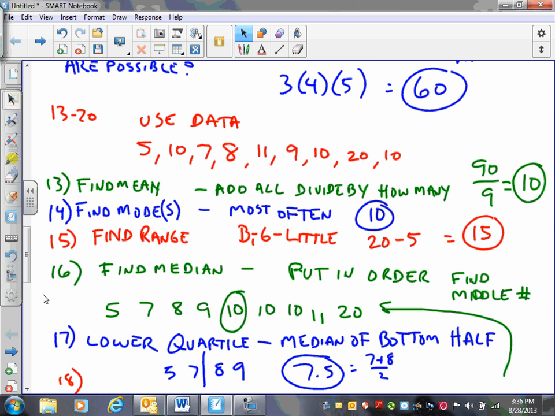Sorry. Find the mean. So you add them all up. You get 90 and divide by how many you had. There were 9 numbers. 90 divided by 9 is 10.